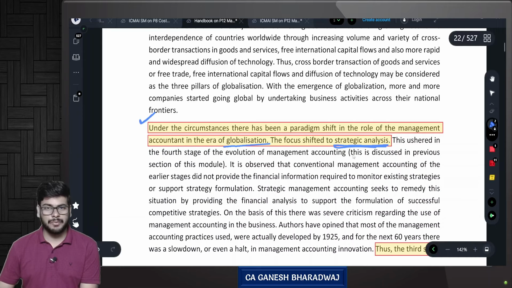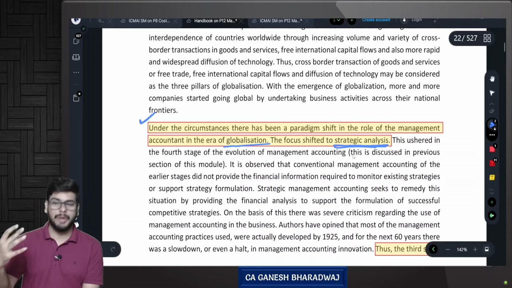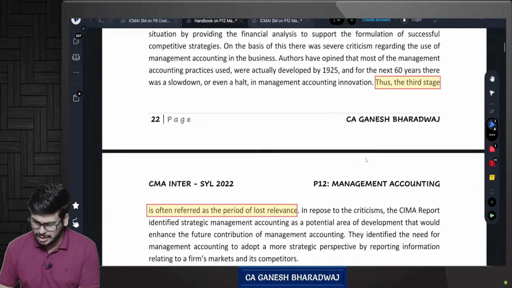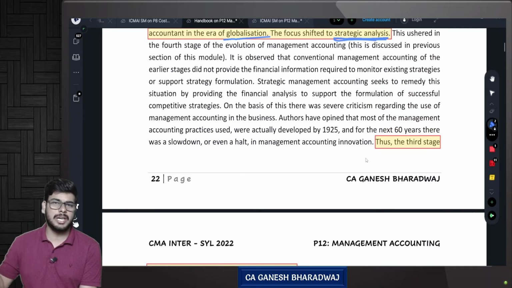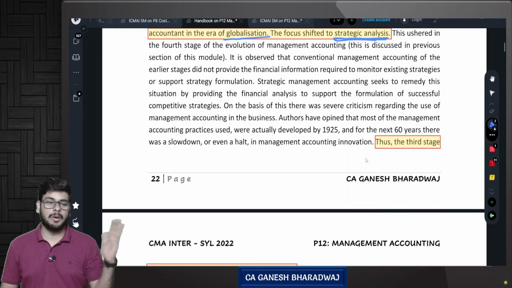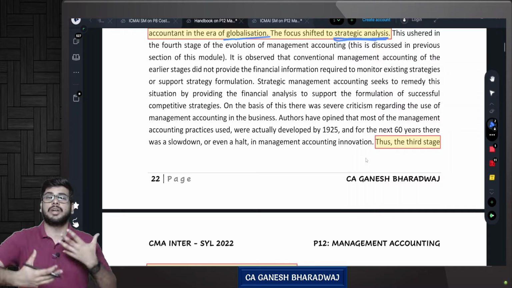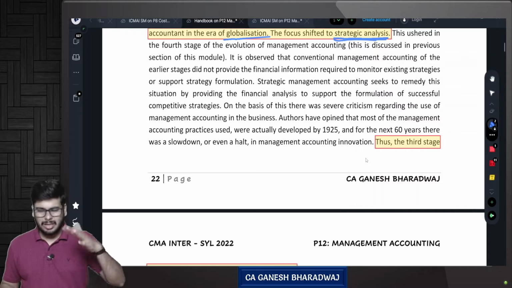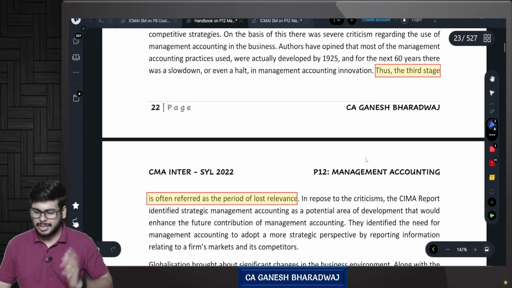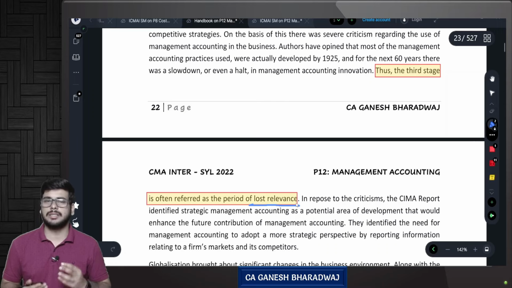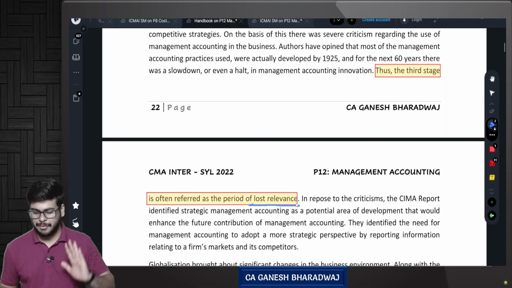Fine. So now the shift, as a management accountant, you need to move into strategic analysis. Let me just get into this. Actually, there were multiple stages in which management accounting evolved. It didn't happen overnight. There are multiple stages, and I will walk you through that. There are four stages through which management accounting came into picture. Right now, after whatever globalization has happened, the third stage is often referred to as a period of lost relevance. What is the third stage? We will see in a few minutes from now.